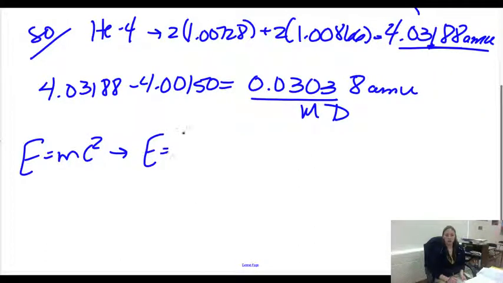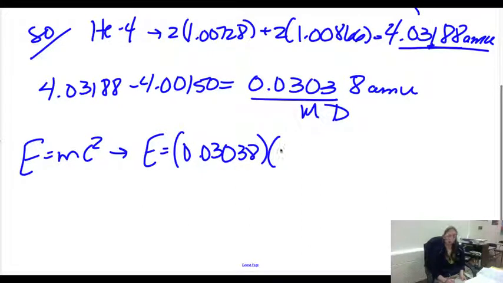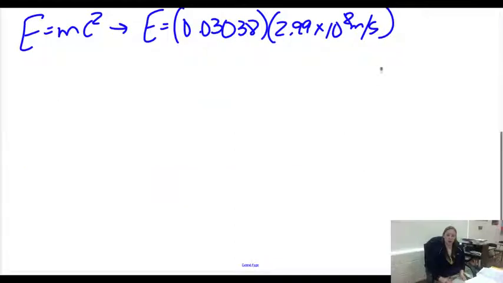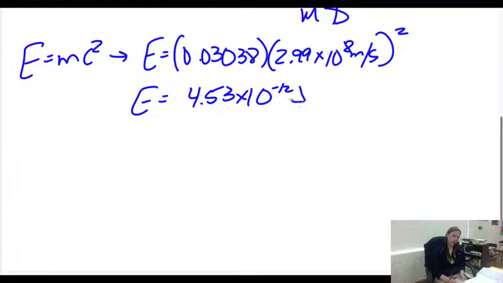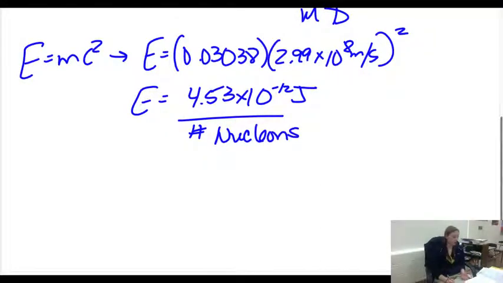I have the E equals my mass, which is 0.03038 times the speed of light, which is 2.99 or 3 times 10 to the 8th meters per second, and it is squared. Then my E value is 4.53 times 10 to the negative 12 joules. If I were to figure it out per nucleon, I would have to divide by 4, because I'm going to divide by the total number of nucleons. And those numbers are in that chart that you see there.